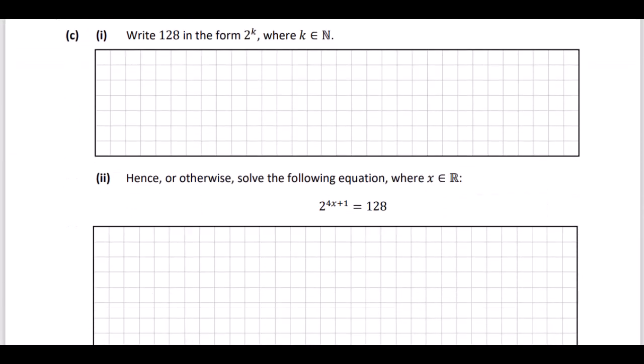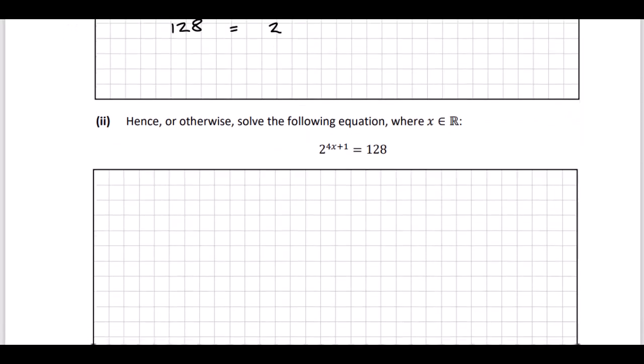Write 128 in the form 2 to the power of k. That's fairly straightforward. You can just do that on your calculator. You take 2, multiply by 2, multiply by 2, keep pressing equals until you get 128. You'll find you have to multiply 2 by itself 7 times. So it's 2 to the power of 7. And that's it.